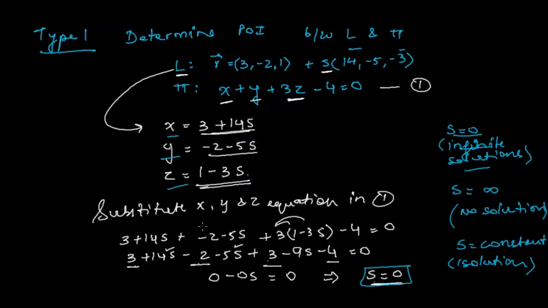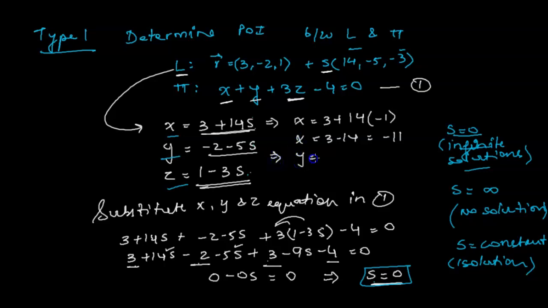So to conclude, we can put in s as whatever we feel like, but it has to be the same s value at all 3 coordinates. So it's going to be 3 plus, let's say we use s as -1. So it will be 3 minus 14, which is -11. That will be the x value.